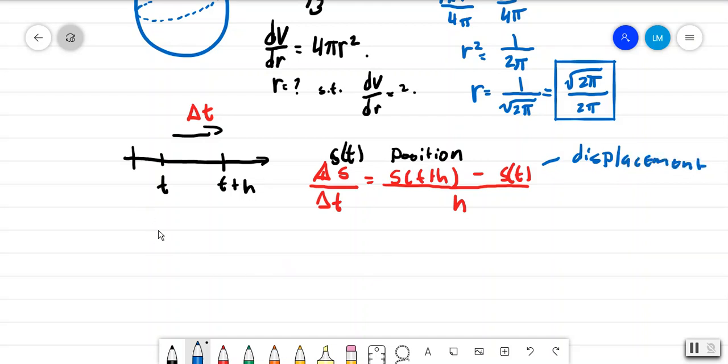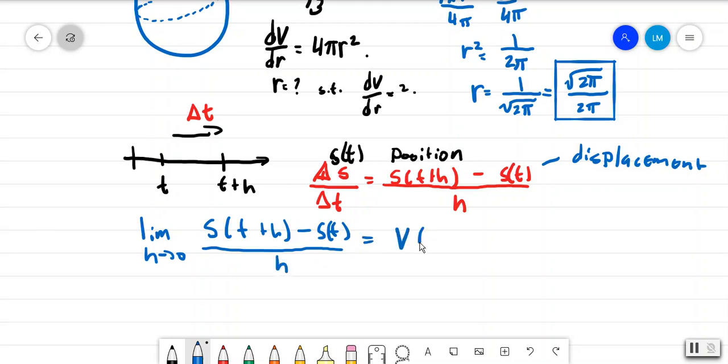Interestingly enough, if we take the limit as h approaches 0 for our position function, this gives us more or less the derivative. This equals what we call the velocity, because essentially this is distance over time. So this was given by taking the first derivative with respect to t. The first derivative of the position function is velocity.